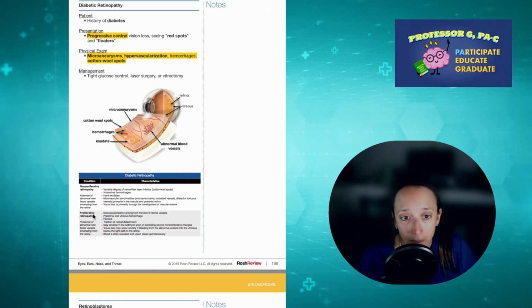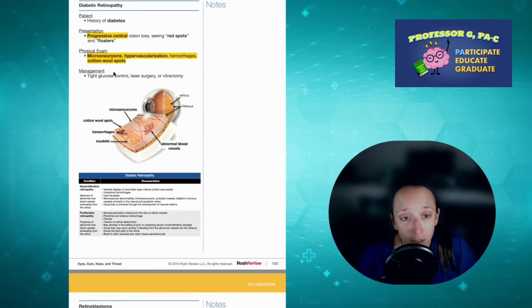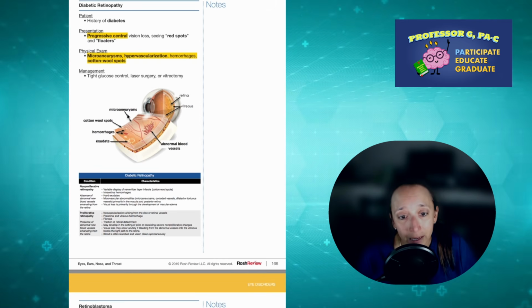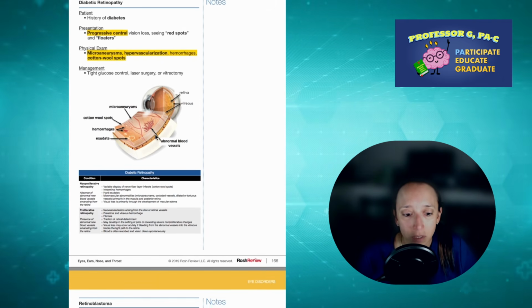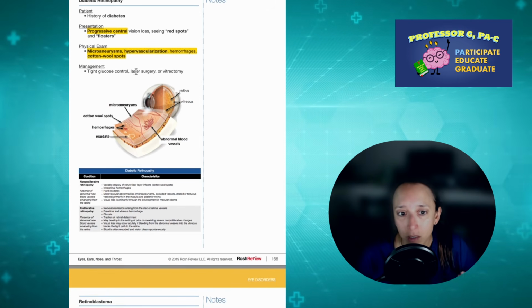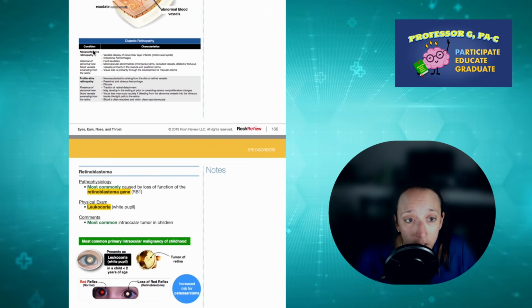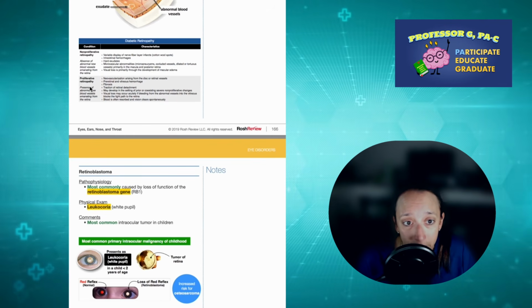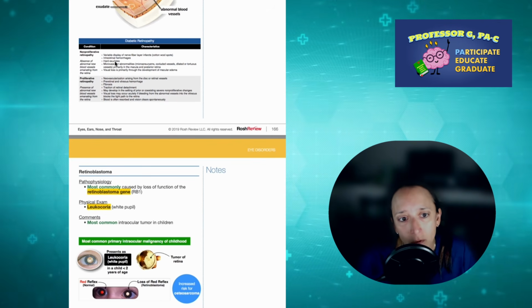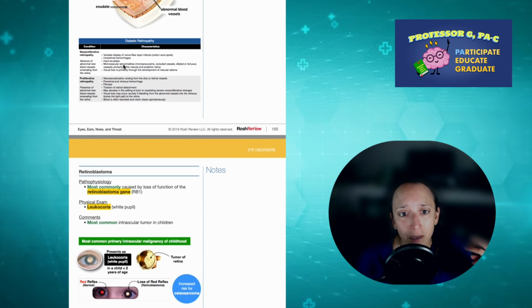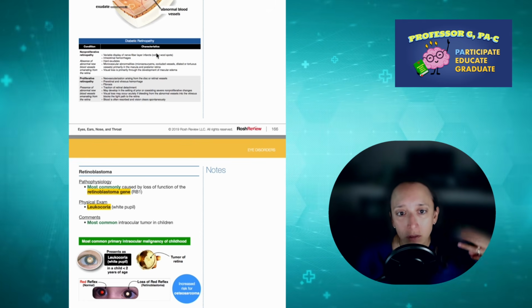This is sight impairing. For management, we want to keep their glucose in check and have the routine screening exams to help catch it early so we can do things like laser surgery or vitrectomies. So here's the difference between the non-proliferative and the proliferative. You'll want to know the findings like the hard exudates, the microaneurysms, occluded vessels, cotton wool spots.